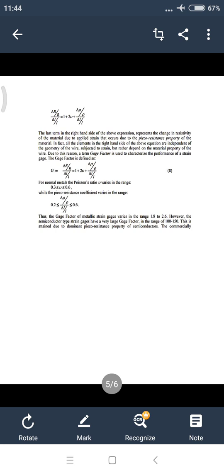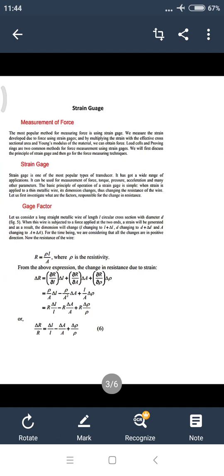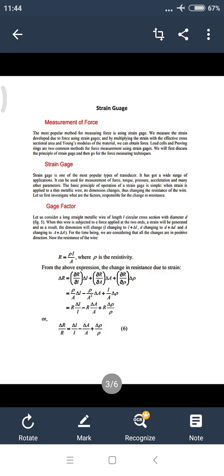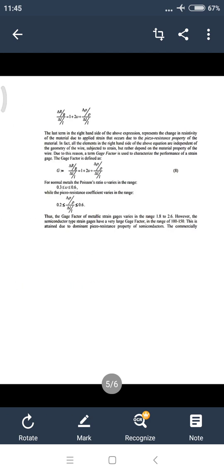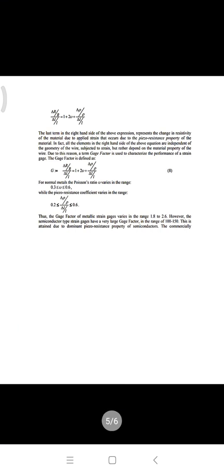After putting in these values of the Poisson ratio V and delta rho by rho over delta L by L, taking the minimum and maximum values, the gauge factor of a metallic strain gauge ranges from 1.8 to 2.6. So this is all about the strain gauge. Here the force can be measured with the parameter gauge factor. This is all about the strain gauge.